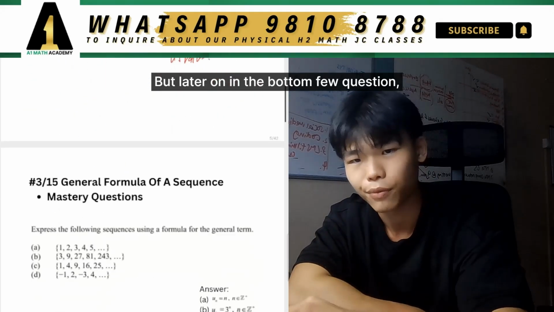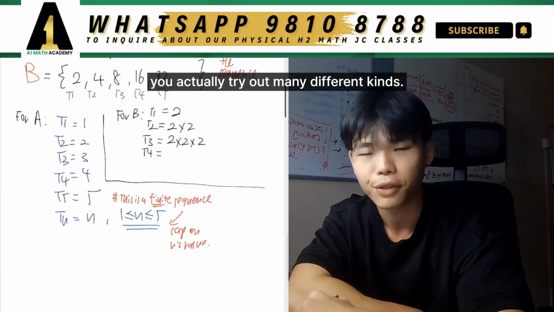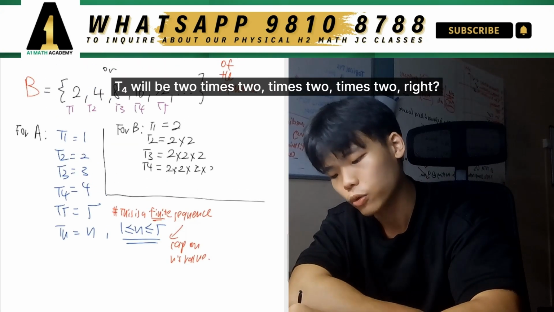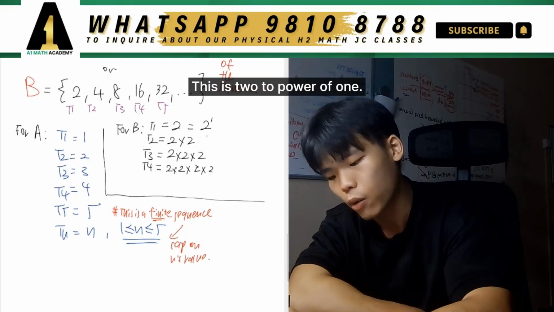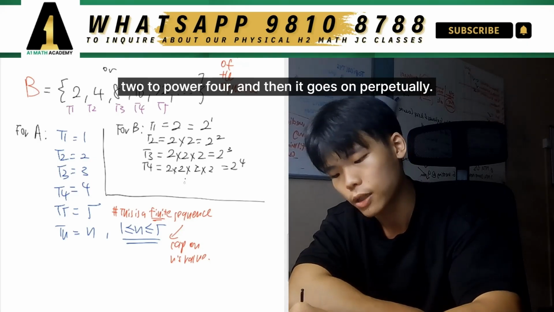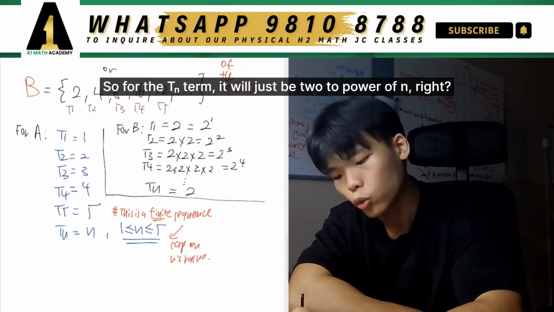But later on, the bottom few questions, you will actually try out many different kinds, okay? But just for this demonstration. T4 will be 2 times 2 times 2 times 2, right? And then you realize some sort of pattern here, right? This is 2 to the power 1, this is 2 to the power 2, 2 to the power 3, 2 to the power 4. And then it goes on perpetually. So for the Tn term, it will just be 2 to the power n, right?